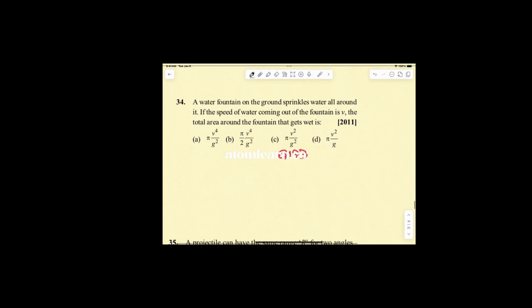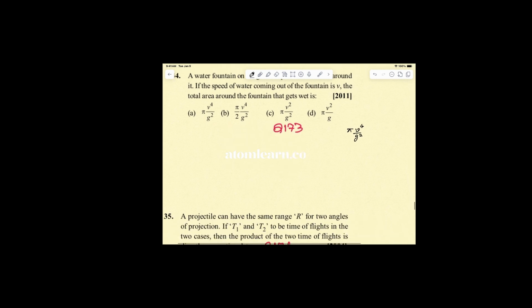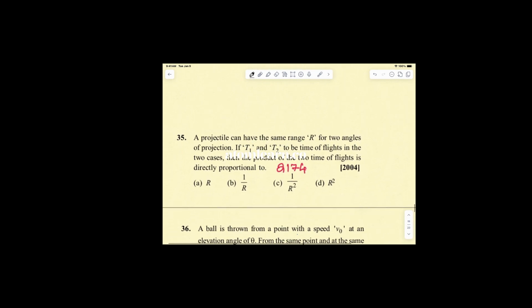Next question. A water fountain on the ground sprinkles water all around. If the speed of water coming out is v, then the total area around the fountain that gets wet is, as we said, R max is equal to v squared by g. Therefore, the area is pi into radius squared, which is pi v power 4 by g squared. Option A. Okay. Next question.